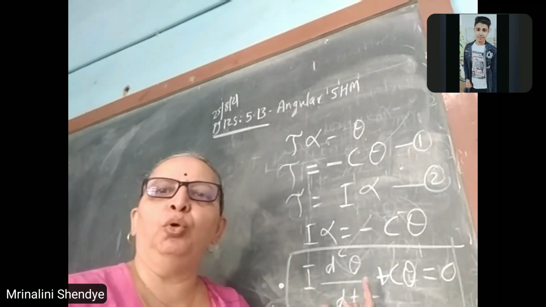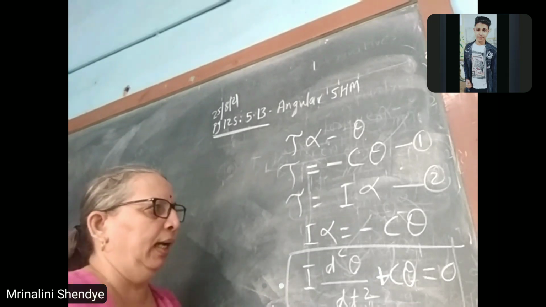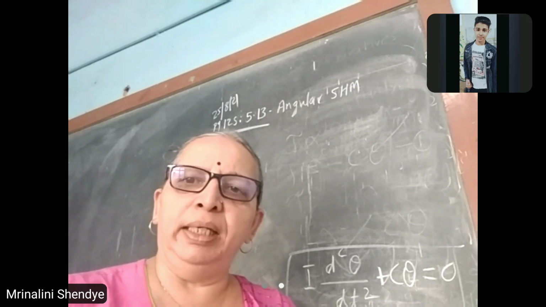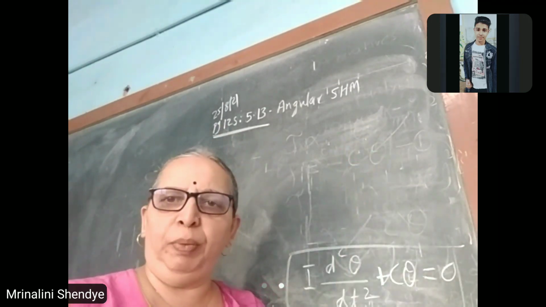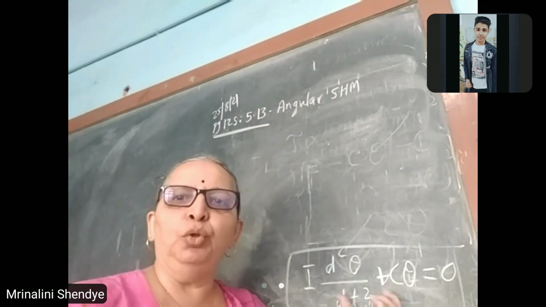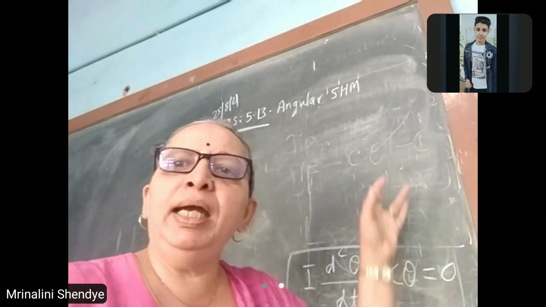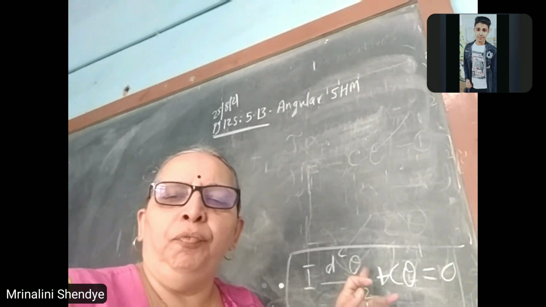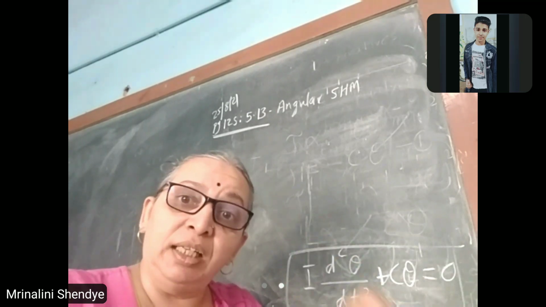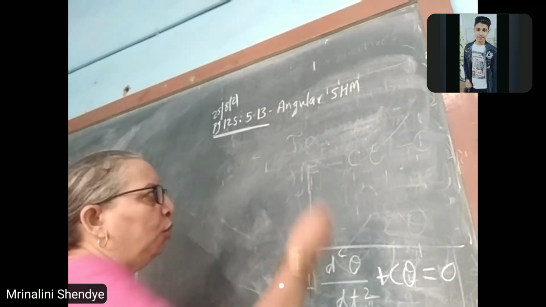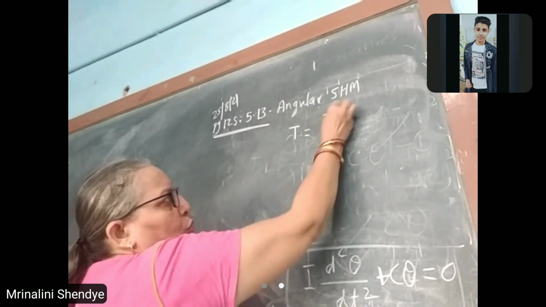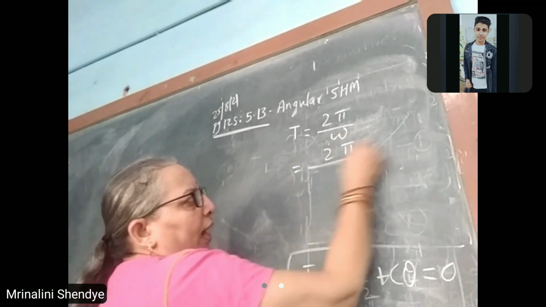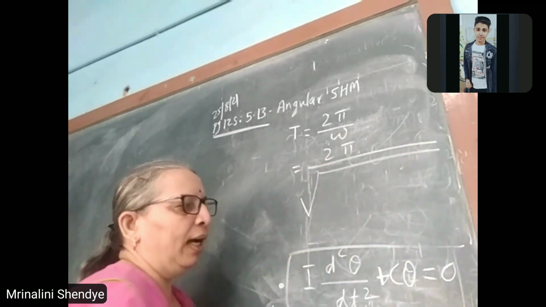So we get the differential equation. Since angular SHM is equivalent to linear SHM, it will also be periodic. So using this, you can define the time period of angular SHM, which is its general expression. So what will the general expression be? T is equal to 2 pi upon omega, is equal to 2 pi divided by omega. How can we find omega?